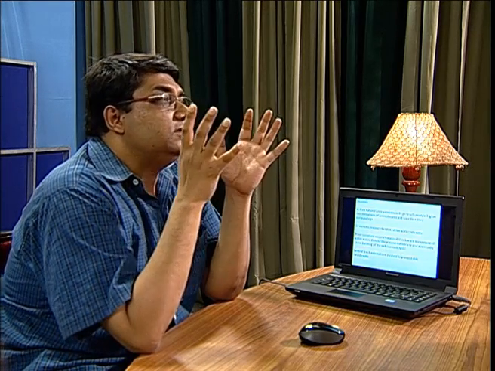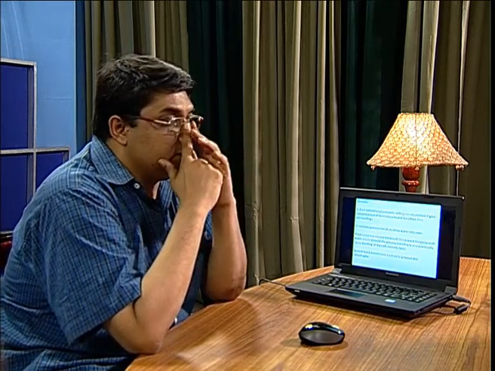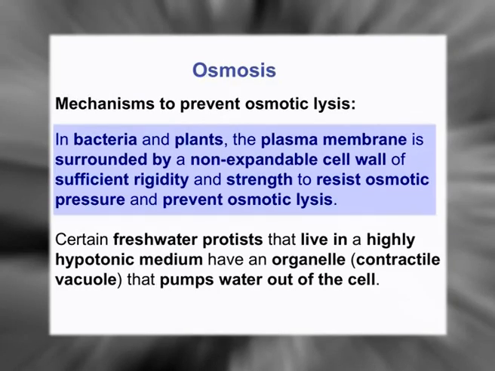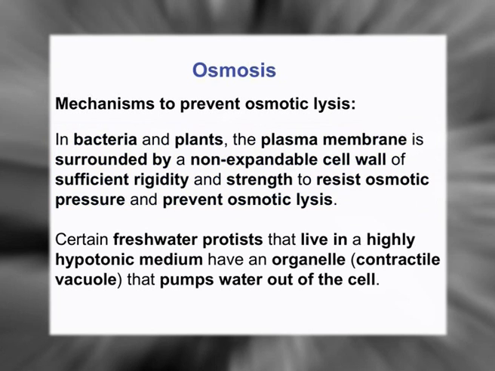Now, normally in the natural environment, a cell encounters, in most cases, a hypotonic solution. So there is always a tendency of the cell to undergo osmotic lysis. The cell must have mechanisms to prevent this osmotic lysis, and there are several mechanisms actually. For example, in bacteria and plants, the plasma membrane is further surrounded by a non-expandable cell wall, which is sufficiently rigid to resist the osmotic pressure and thereby prevent osmotic lysis.